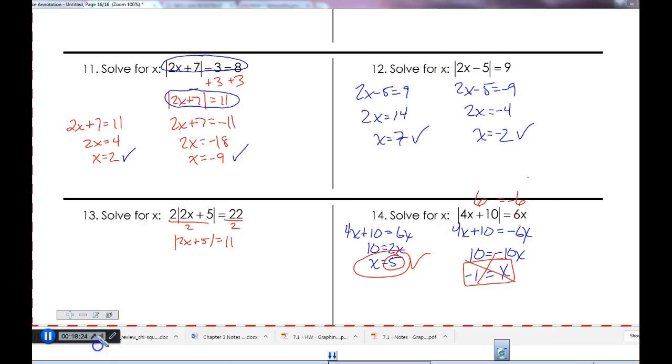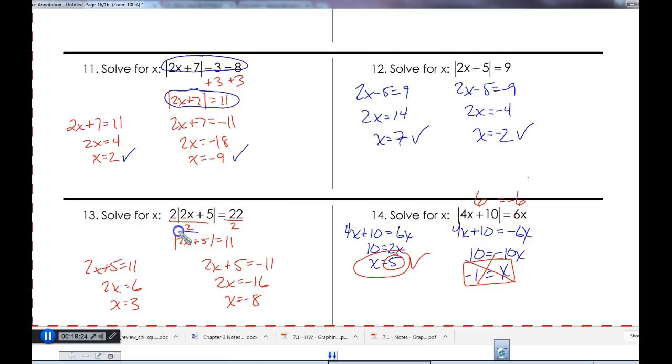Putting it into two parts. First one, 2x plus 5 equals 11. Next one, 2x plus 5 equals negative 11. Subtract 5 from both sides. 2x equals 6. Divide by 2. X equals 3. We'll check that in a moment. On the other side, subtract 5 from both sides. 2x is negative 16. Divide both sides by 2. X equals negative 8. All right, shall we check our solutions?